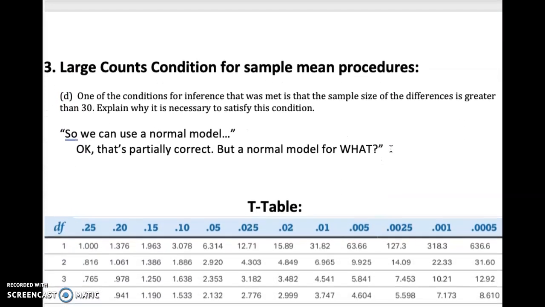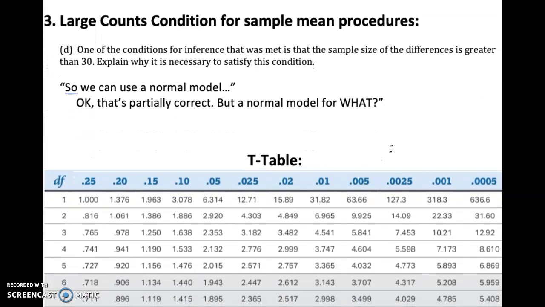All right, we're still having trouble interpreting the large counts condition. You may remember we'd like to have 30 in our sample size for means when we're doing mean inference procedures. Why is that? Many of you wrote down it's so you can use a normal model. And that is partially correct. But a normal model for what exactly? What do we want to be normal so that we can do our inference procedures correctly?